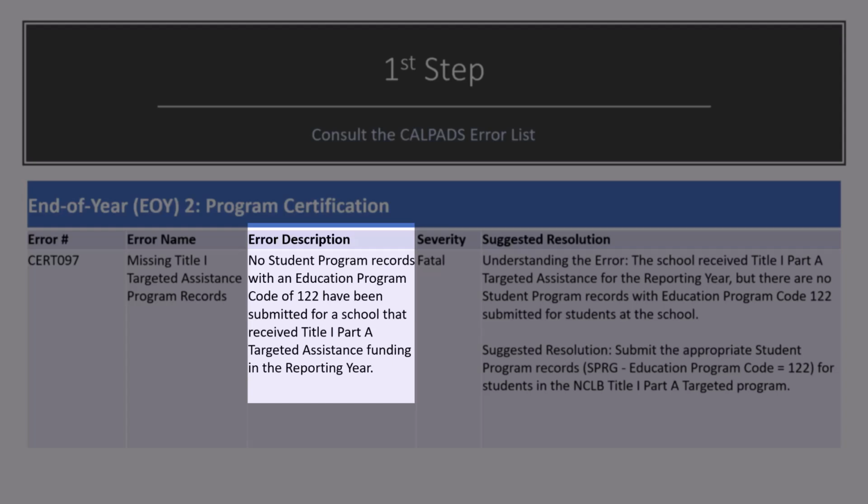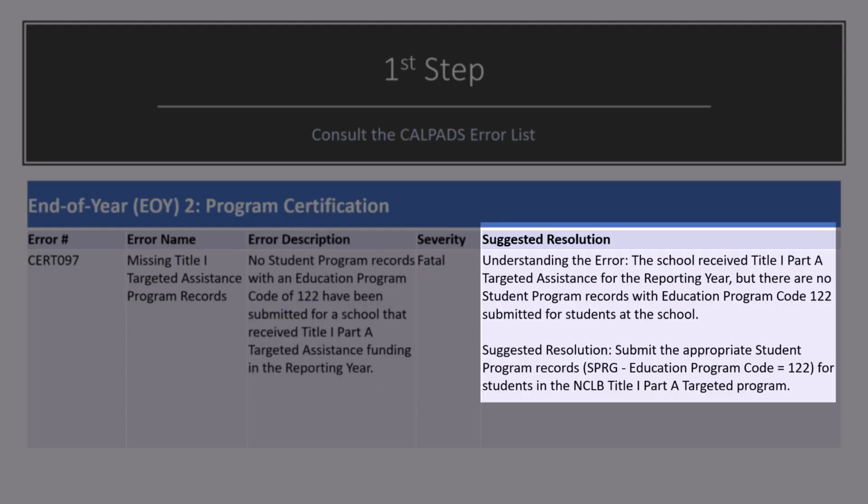No student program records with an education program code of 122 have been submitted for a school that received Title I Part A targeted assistance funding in the reporting year. That's what missing Title I targeted assistance program records means. Now, let's look at the suggested resolution.